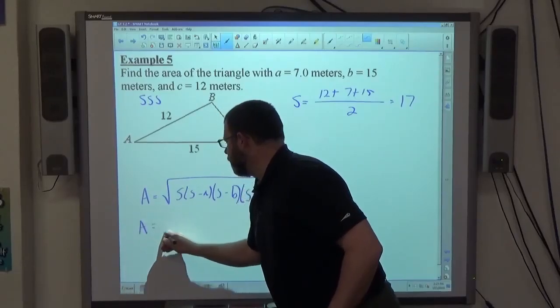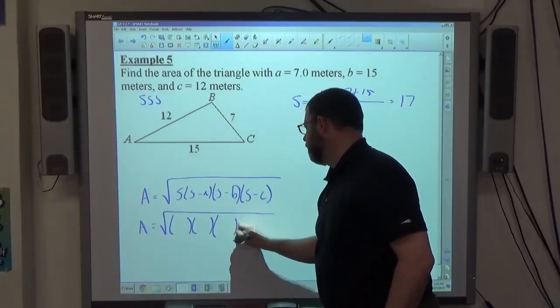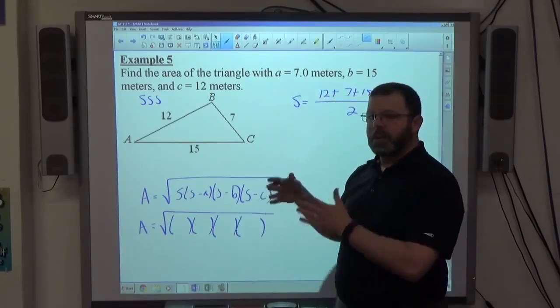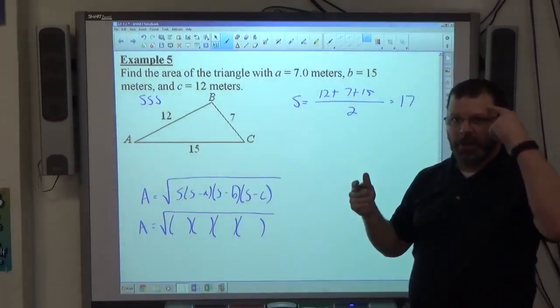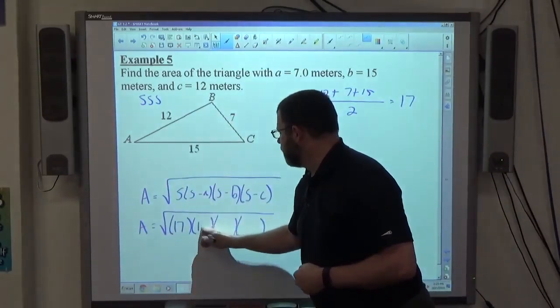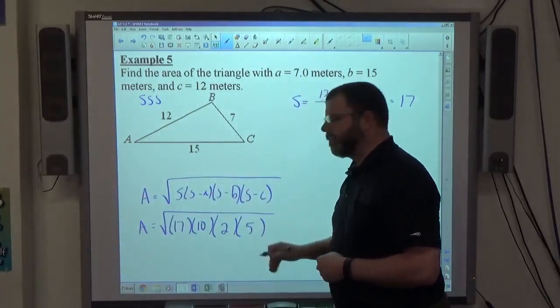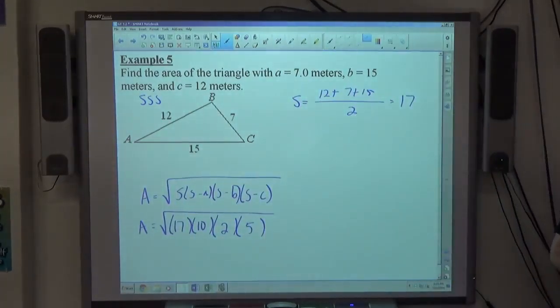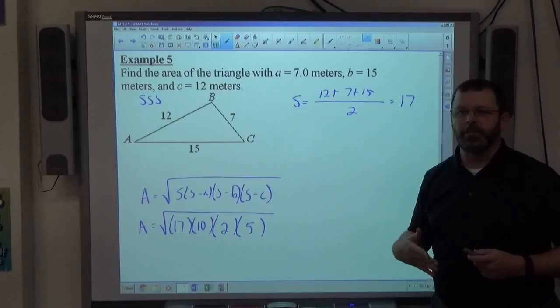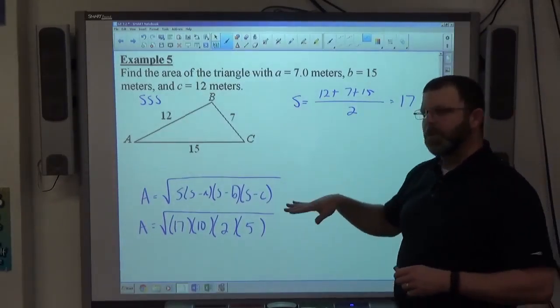So then what I'm going to write here is just a product of 4 things. So 1, 2, 3, 4. I don't even write down 17 minus 12, 7, all that. I just subtract it in my head. So s is 17. 17 minus 7 is 10. 17 minus 15 is 2. 17 minus 12 is 5. If you get larger numbers, maybe write it down then. It depends on your brain's capacity to do mental math. If it's simple subtraction, you can do it in your head, fine. If not, maybe you want to write it down.